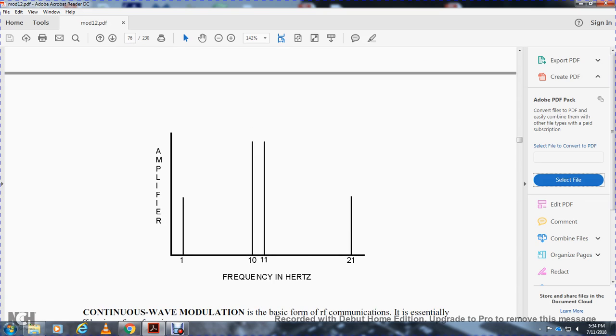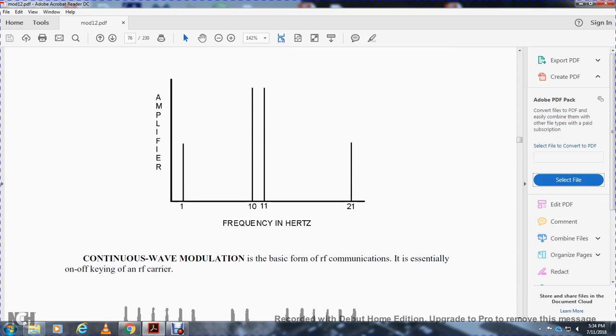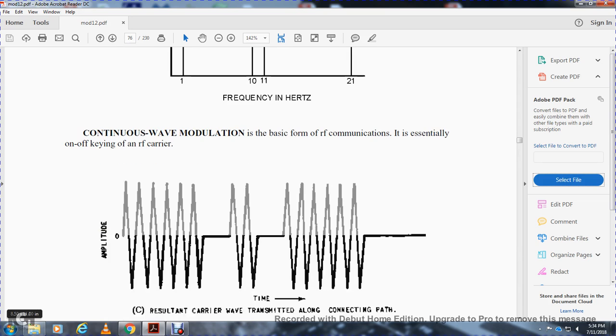The frequency is measured in hertz. Continuous wave modulation, the basic form of radio frequency communication, is essential for the on-off keying of the radio frequency carrier. The amplitude changes of the resultant carrier wave are transmitted along the communication path.